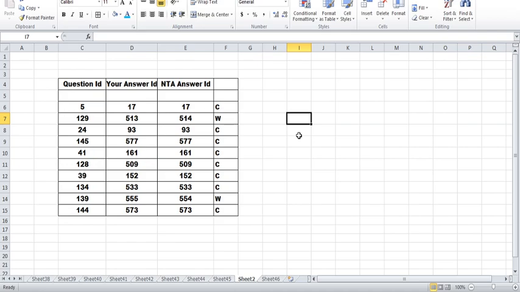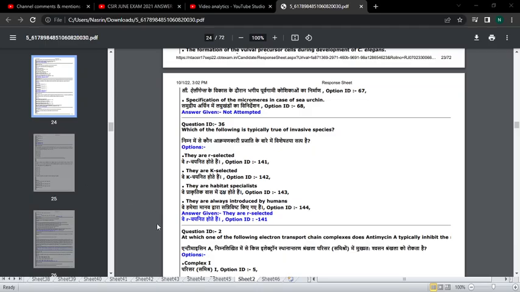First thing, write your question ID, your answer ID, and the NTA answer ID. Where you can find the question ID, let me tell you. This is how your response sheet will look. Above the question, the question ID will be there, and these are the 4 options, and for each option there will be an option ID. And here is the answer given by the candidate. This is the option that you had given. Under the section your option ID, your answer, you need to put this particular ID.